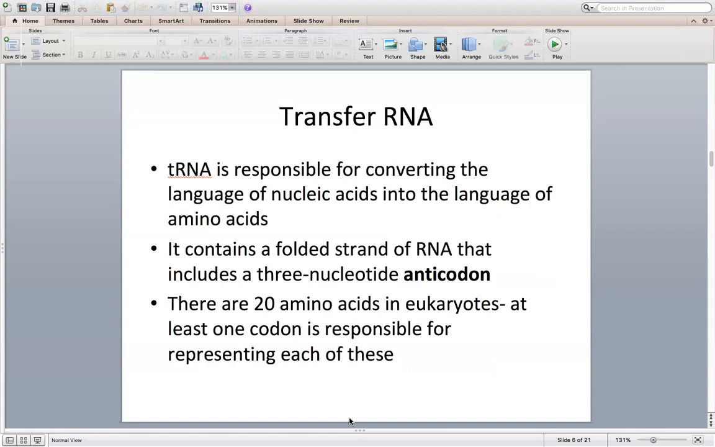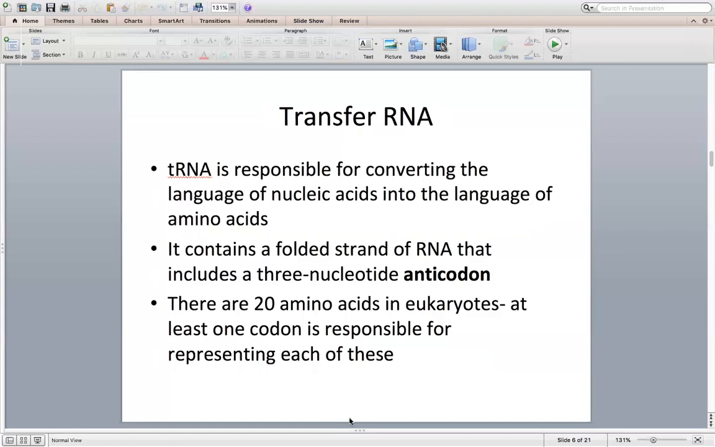And so the next type of RNA is what's called transfer RNA or tRNA. Transfer RNA is responsible for converting the language of nucleic acids into the language of amino acids, like we said before. It's going to contain a folded strand of RNA, and that's going to include a 3-nucleotide anticodon. This anticodon is going to be complementary to the codon on the mRNA. The anticodon then is going to recognize and pair with the appropriate codon on the mRNA, while they're all part of that ribosome complex.